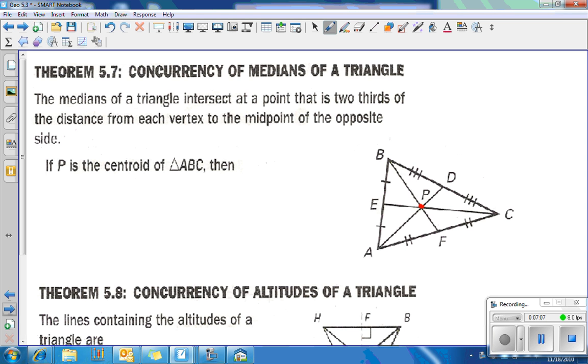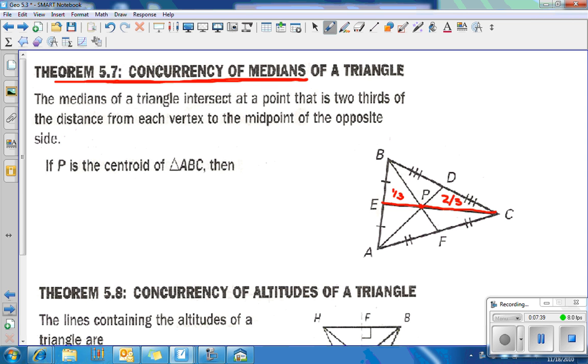We're dealing with the medians. Remember, the median goes from the vertex to the midpoint of the opposite edge, right? This segment right here is 2/3 of the whole segment. This is 1/3. So whatever the length is, how do you get 2/3 to 1/3 from this theorem, this median?